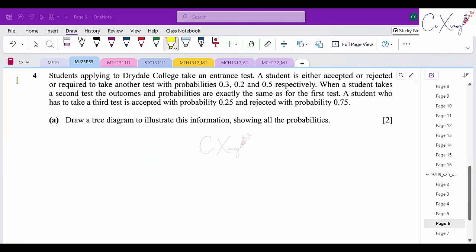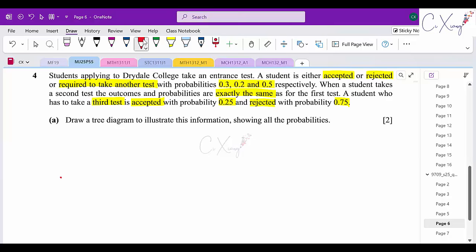We are now at question number 4. Students applying to this college take an entrance test. The student is either accepted or rejected or required to take another test, which we call a retest, with the probabilities respectively. When a student takes a second test, the outcome and probability are exactly the same as for the first test. A student who has to take a third test is accepted with the probability of 0.25, rejected is 0.75. So that means at most the student can only take until the third test, right? So draw a tree diagram to illustrate the information, showing all the probabilities.